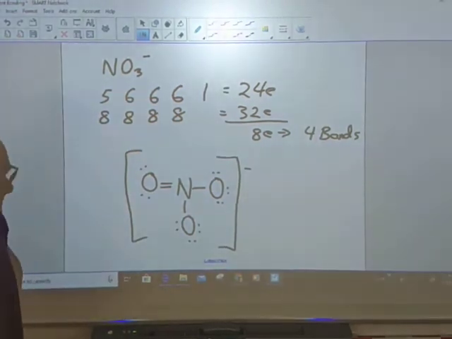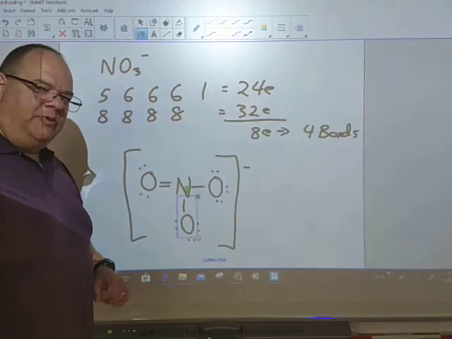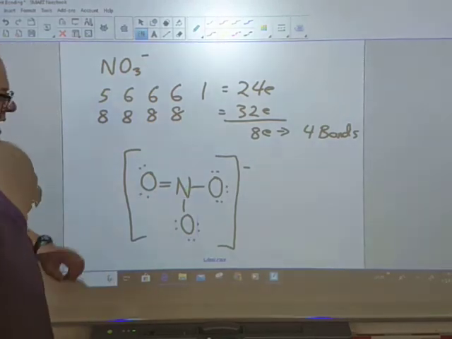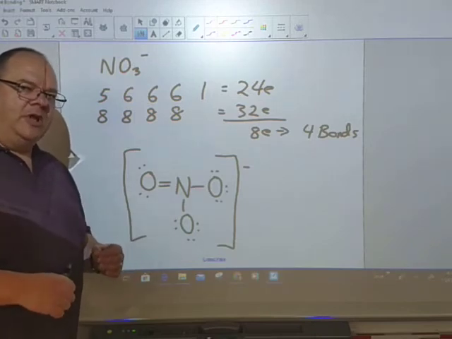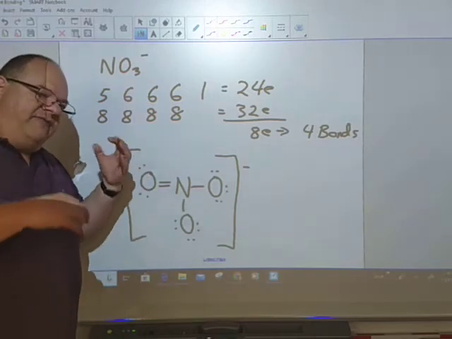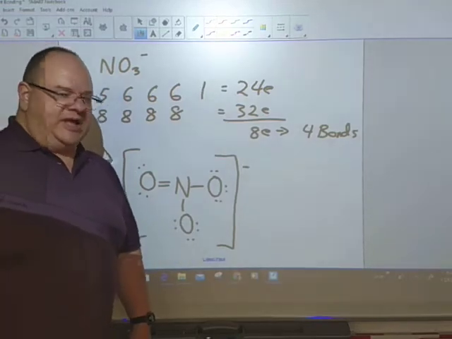and a charge. But remember, I could have put the double bond there, or I could have put the double bond there. So the reality is that this structure doesn't perfectly describe it. The reality is it's kind of a blending of all 3 structures. That's hard for our human brains to understand.